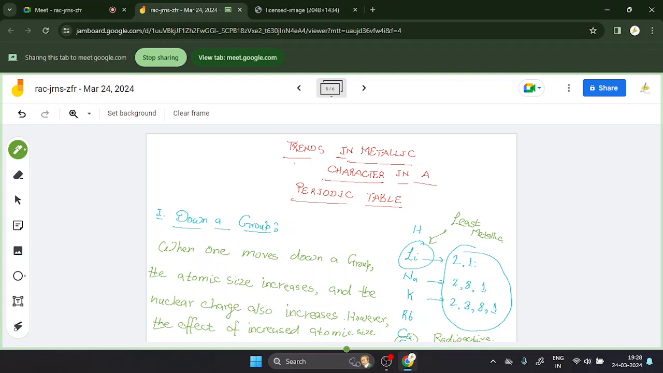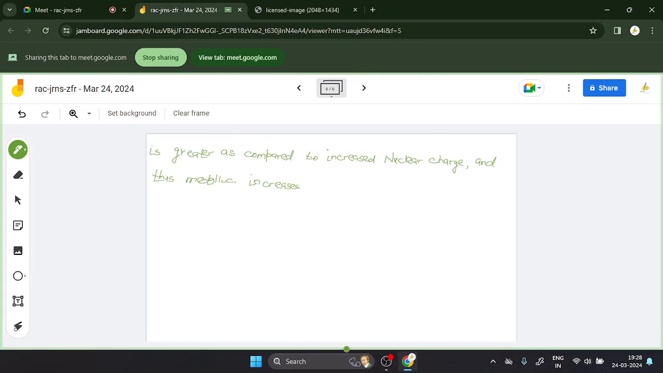What will happen across the period? So we can say cesium is also radioactive as well, so we can say rubidium is the most metallic. Most metallic, because cesium and francium, these are radioactive, so rubidium is the most metallic. I am writing here. Clear? Now what will happen when we will go across the period?